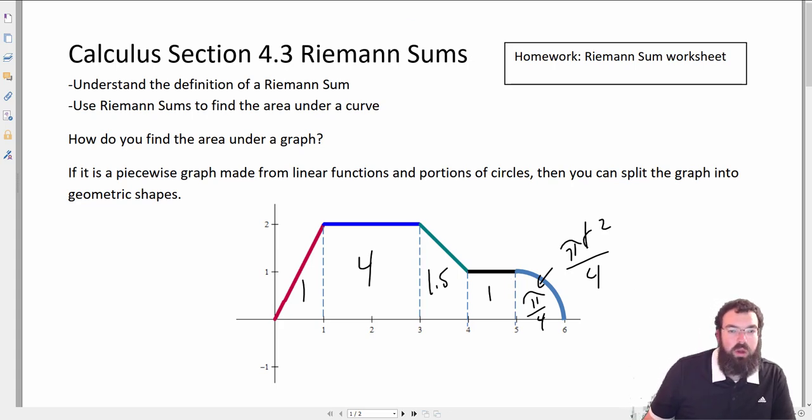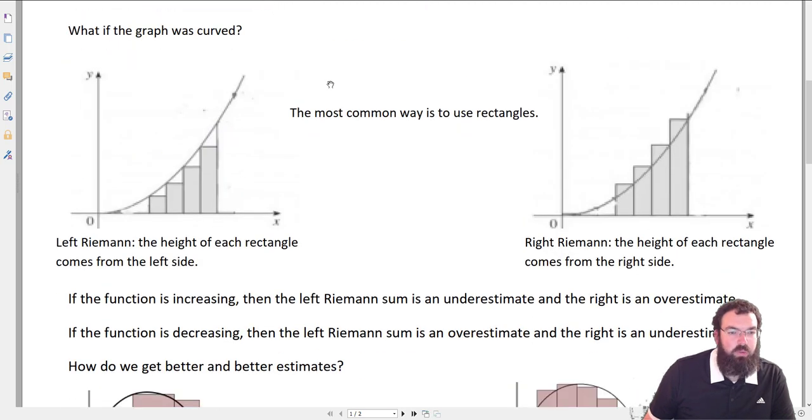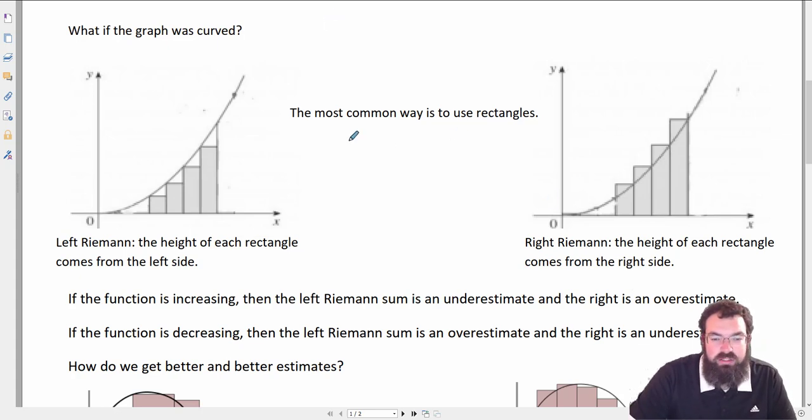But what happens if it is not a nice geometric shape? What happens if the graph is curved, where it's not a circle or a square or something like that? So we have a couple different things. The most common way is to use what we call rectangles. Not what we call, it's a geometric shape, duh. It's used by the Greeks and everybody else. We have a couple different ways we can do this.